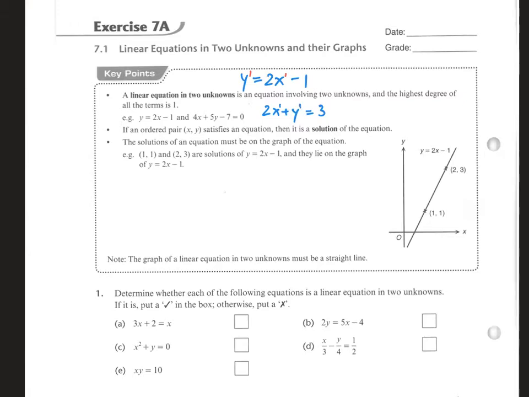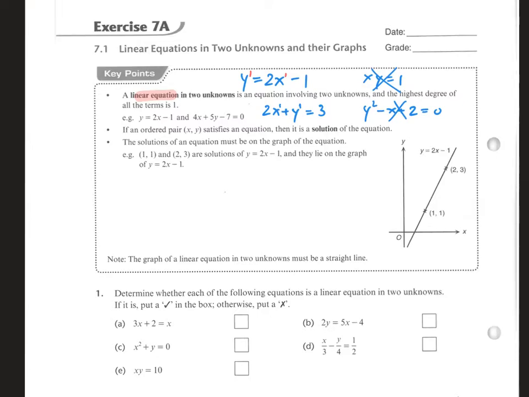We can't put them as a product. For example, xy = 1 is not a linear equation. If you have a square, like y² - x + 2 = 0, it is also not a linear equation in two unknowns.